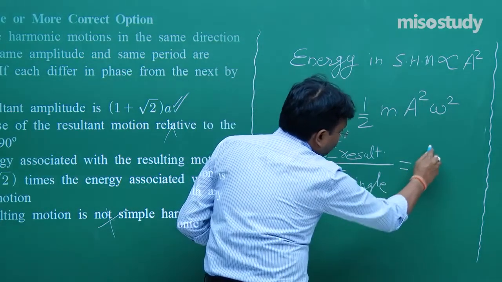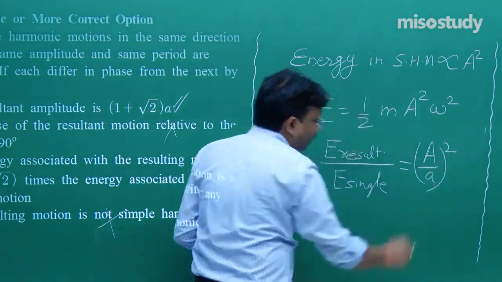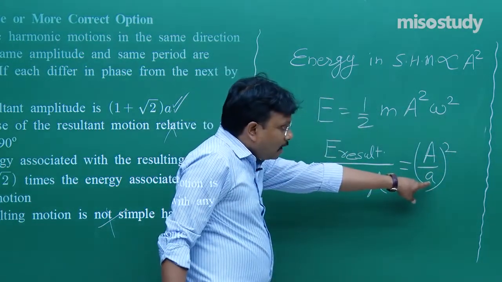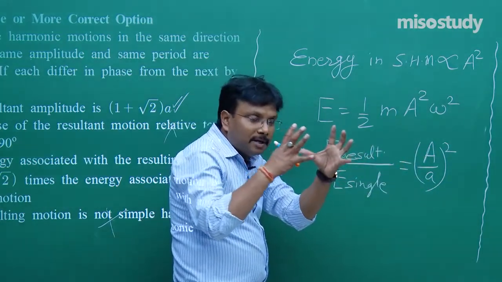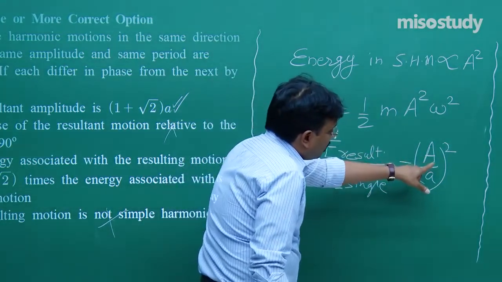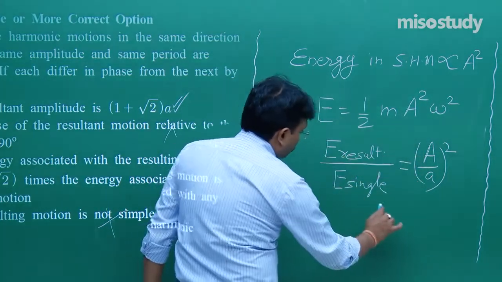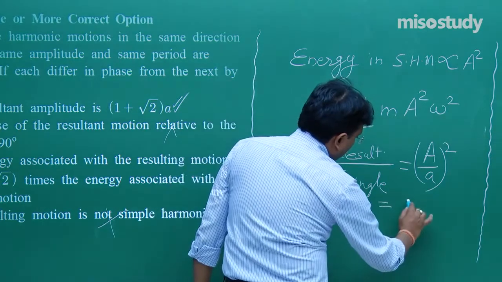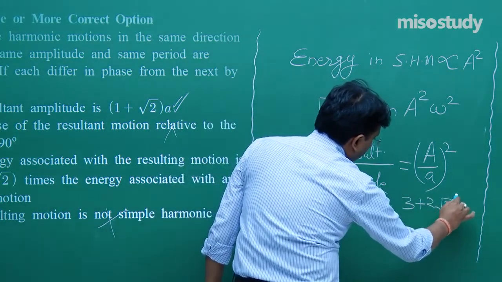It is going to be A upon A whole square. A is amplitude individually. Capital A is combined amplitude. Now put the values. What is the value of A? Root 2 plus 1. Solve it. So from here you will get 3 plus 2 root 2.